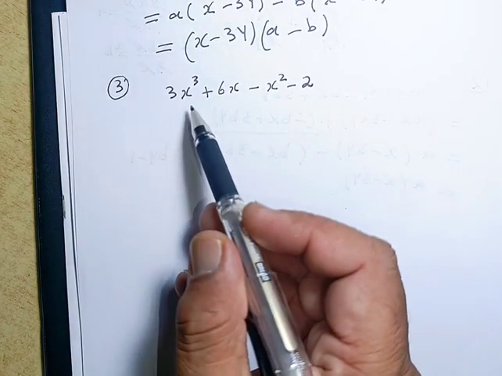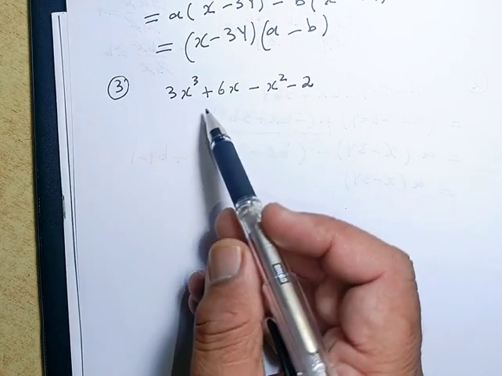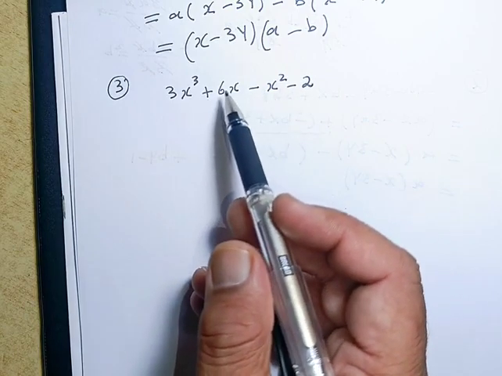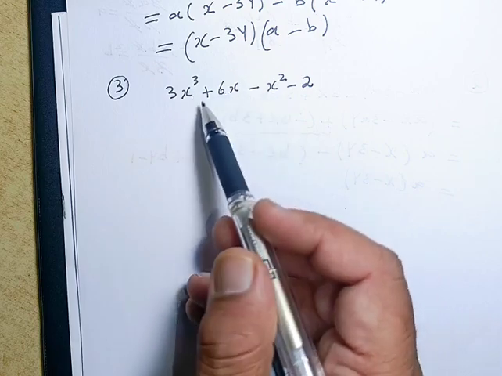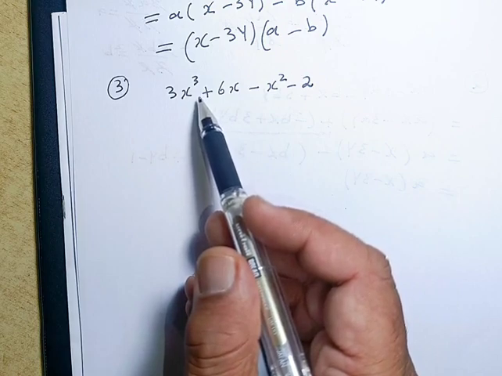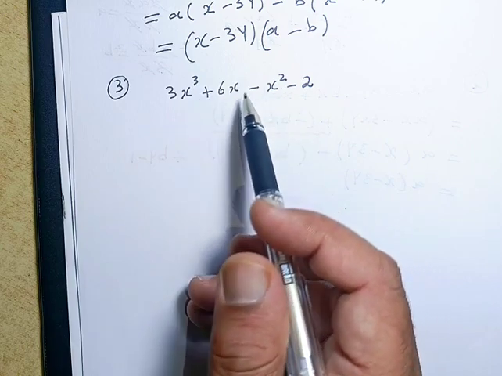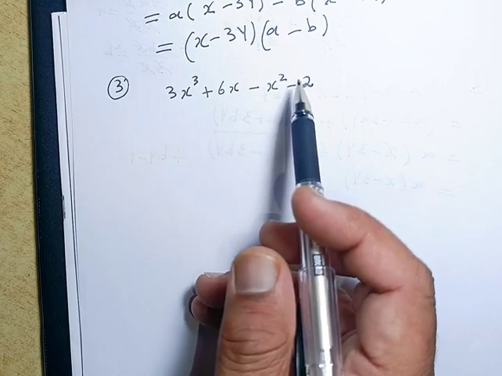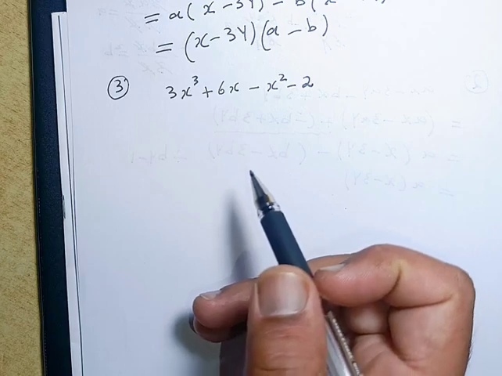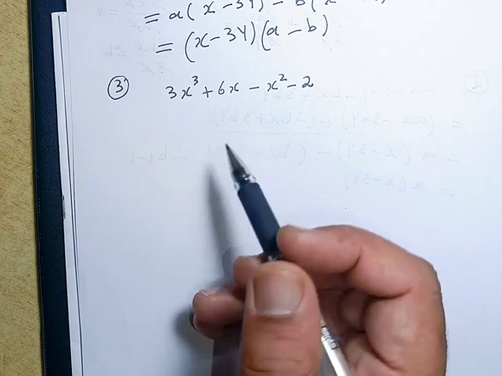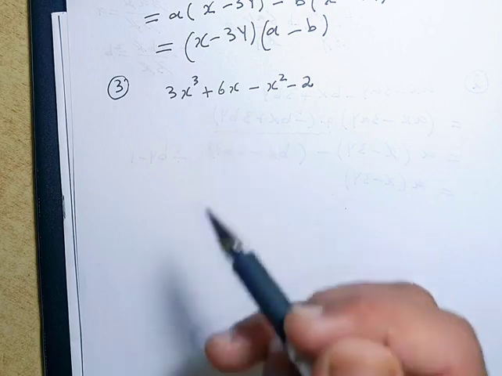My third question is 3x power 3 plus 6x minus x square minus 2. Must remember there are many ways to solve this type of question. I can rearrange these terms. First I must write the higher degree power, which is x power 3, and then negative x power 2, then plus 6x minus 2. I can solve that way also, but I find an easy way for you: group in pairs. You can use the positive sign in the middle, with the first two terms and then the last two terms.